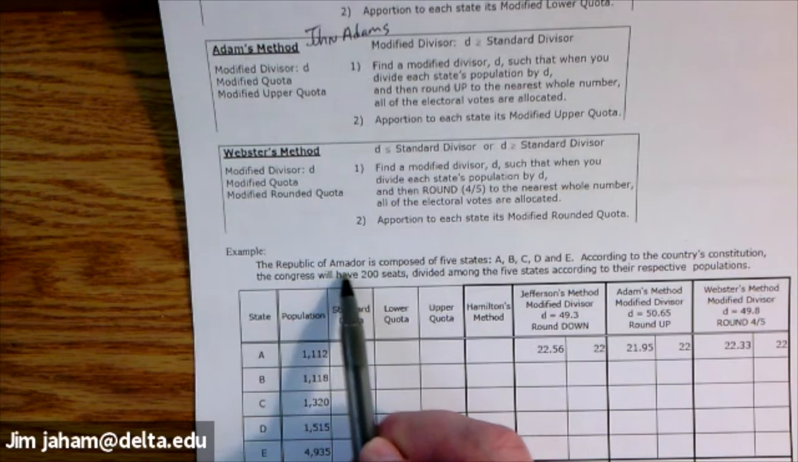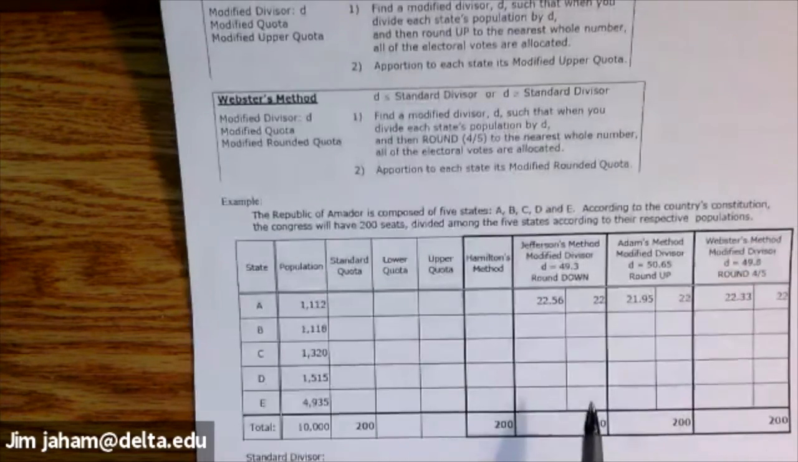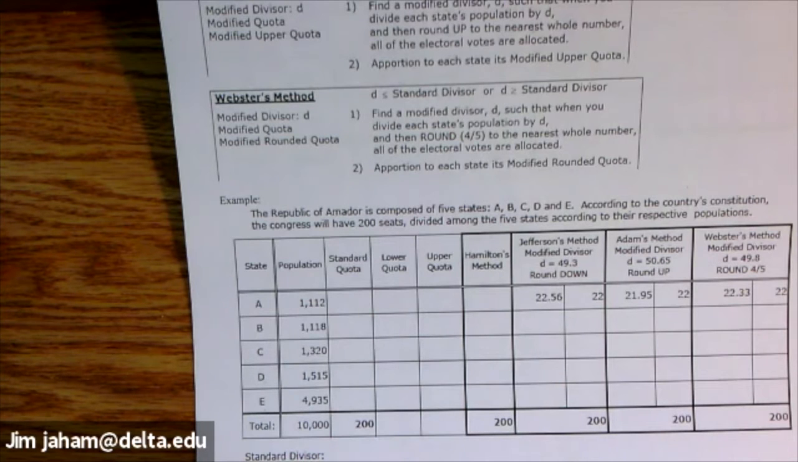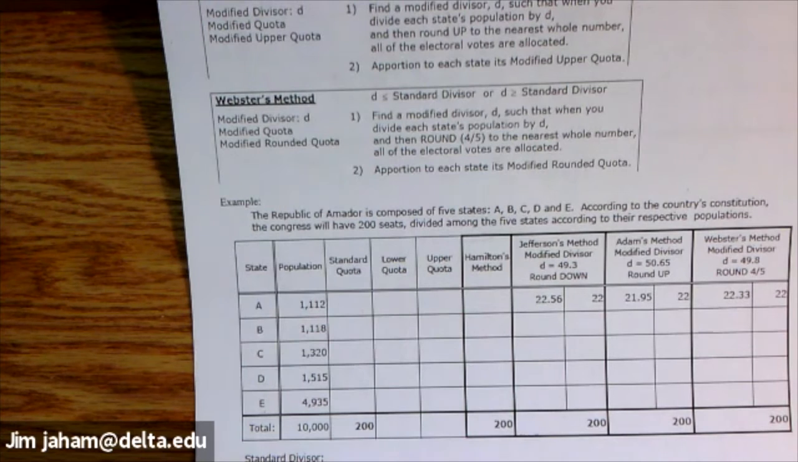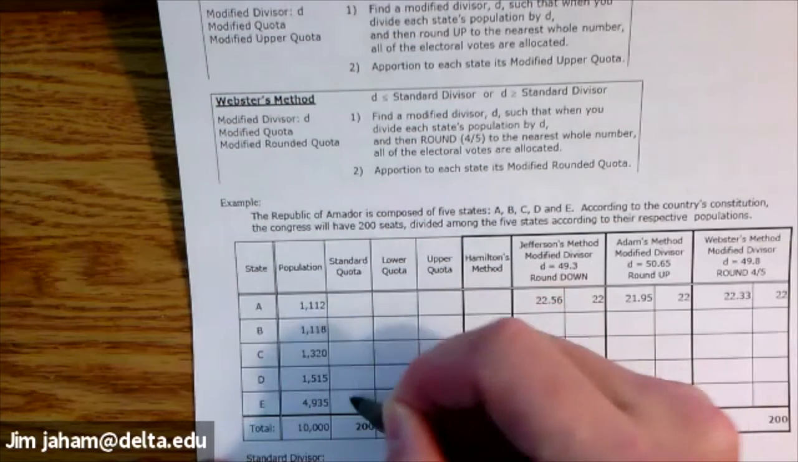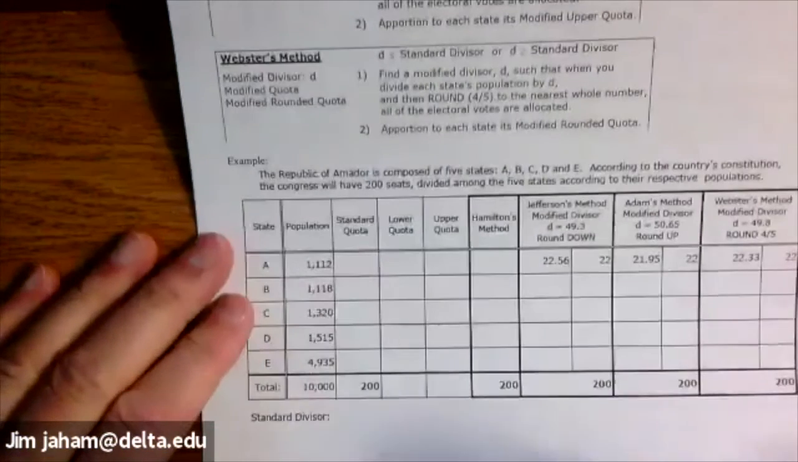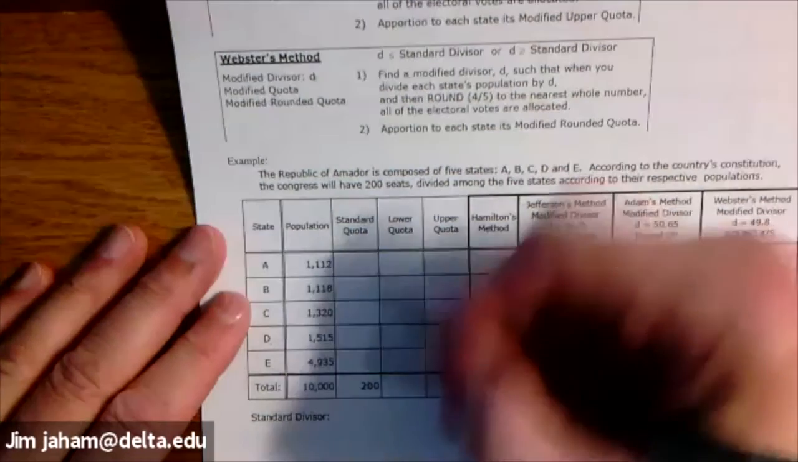The Republic of Amador is composed of 5 states, A, B, C, D, and E. All right, so it's just too cumbersome to write, you know, 1 through 50 states here. So we're using a much simpler problem, and we just have 5 states. And there are 200 representatives in their Congress. So we need to award 200 seats to the Congress. So the sum of all these numbers here is going to equal the 200 in the end. That's how many people we want in our Congress.